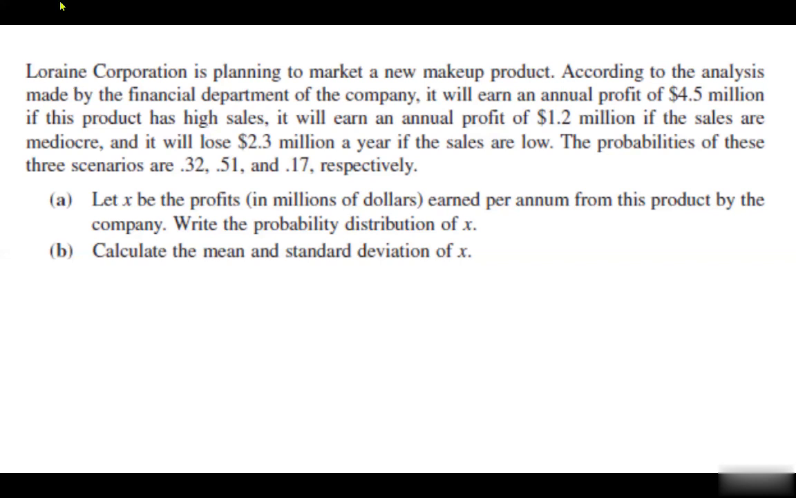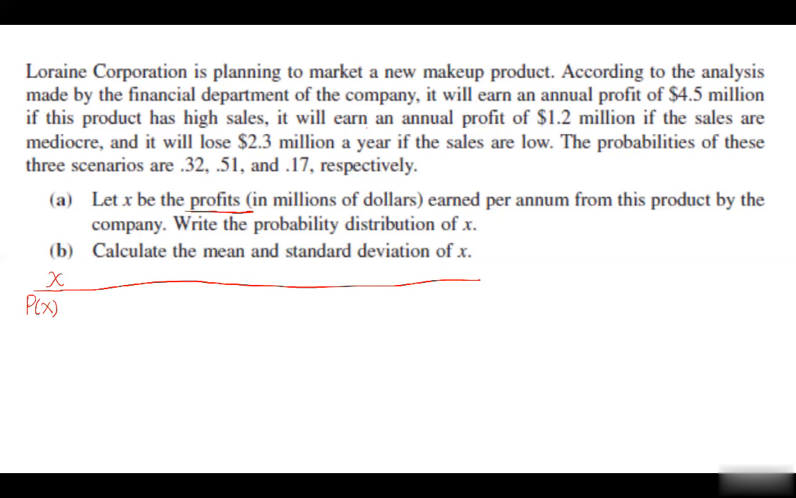All right, have you finished? Okay, let's have a look at the first one. Let X be the profit earned per annum from this product by the company. Write the probability distribution of X. So first of all, you can use a table to illustrate the probability distribution. So what are the values that X can be? First of all, what is the meaning of X? X is the profit earned per annum.